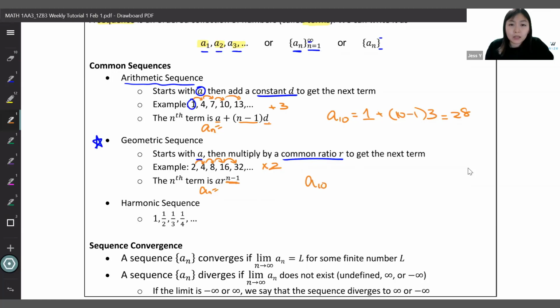So for example, if I wanted the 10th term, that would be my first term times r, which is 2, to the power of 10 minus 1. And then whatever that is, that's my 10th number, okay?